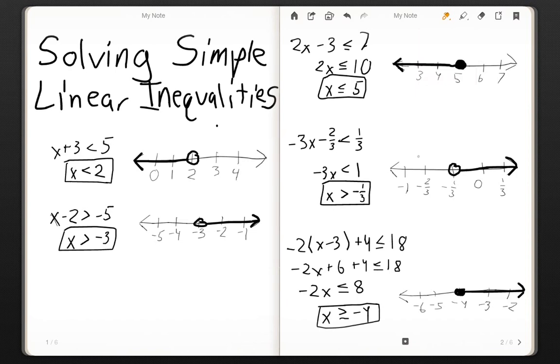that is solving simple linear inequalities. These are pretty easy, so if you're comfortable with these, then go ahead and watch the next video and we will get into compound inequalities.